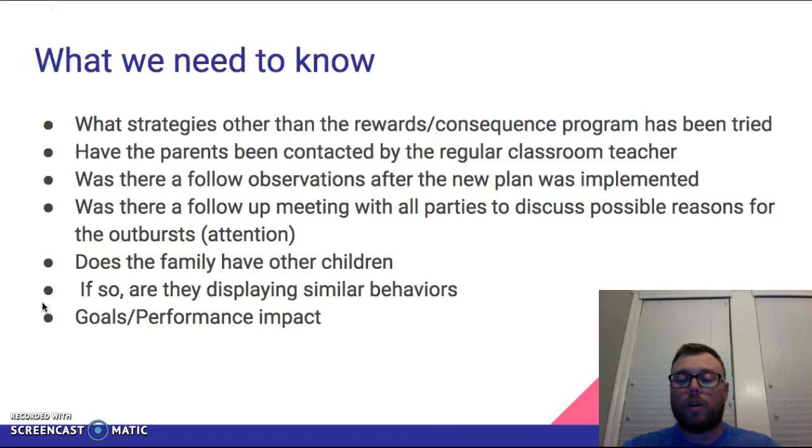We know that Mrs. Green developed the thought that it might be from some attention, because mom's working a lot. Dad, obviously, according to mom, has not been in the picture, and so is he given any attention? And is that why he's having these outbursts, in order to seek attention from school? Does the family have other children, and if so, are they displaying similar behaviors? And then has this impacted the goals and performances of Carl?